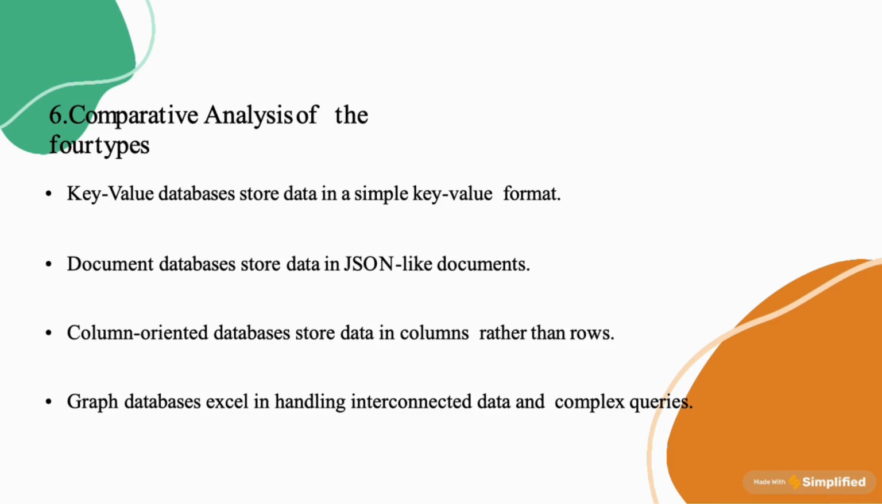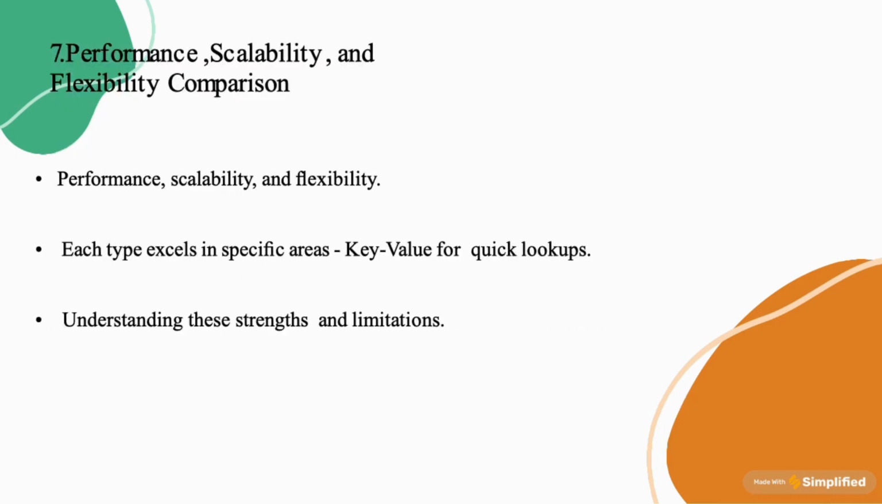On moving towards the eighth slide of our assignment, here we compare performance, scalability, and flexibility. These are the key considerations when comparing different database types. Each type excels in a specific area: key-value for quick lookups, document for flexible data structure, column-oriented for analytical queries, and graph for complex relationships. Thirdly, understanding these strengths and limitations will guide us in selecting the most suitable database for our specific application needs.